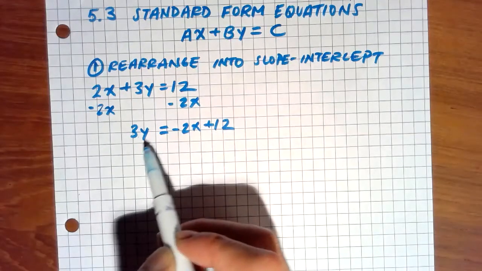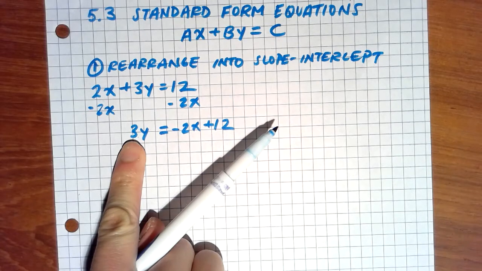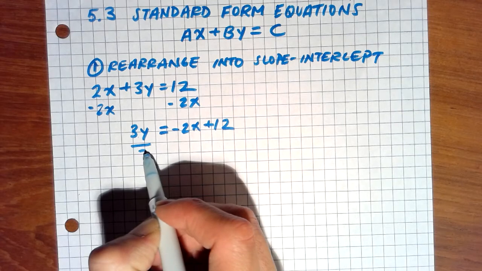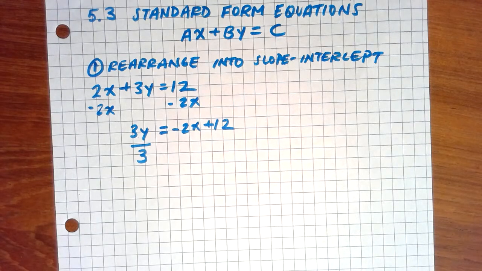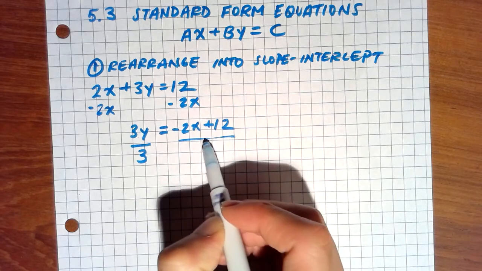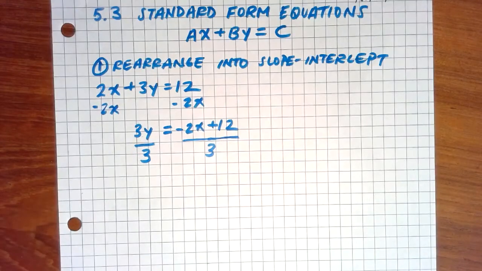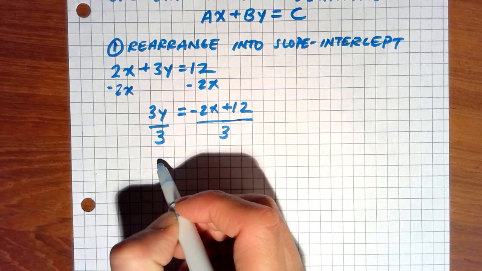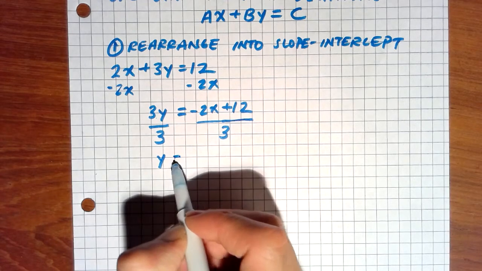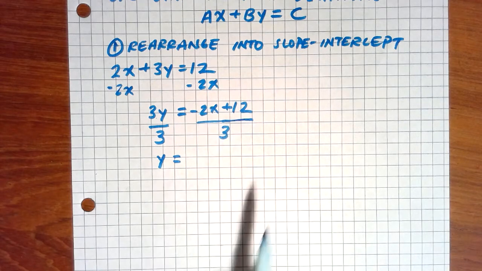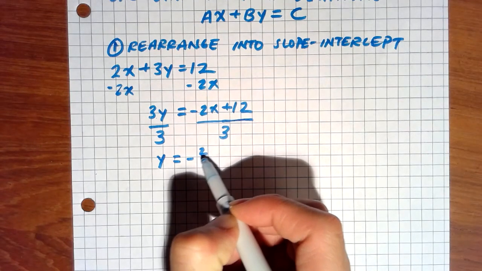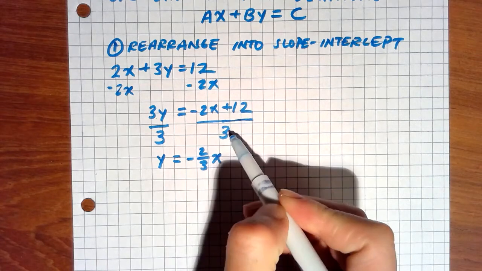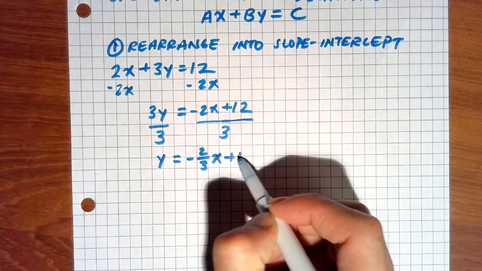I still want to get y all by itself, but right now y is being multiplied with 3. So I want to undo that multiplying by 3. So I'll divide by 3. And if I divide the left side by 3, I have to divide everything on the right side by 3 as well. 3 times y divided by 3, those 3's are going to cancel out, so I'm just left with y on the left side equals negative 2x divided by 3. I can leave that as negative 2 over 3 times x. 12 divided by 3, that's 4, so I have plus 4 here.